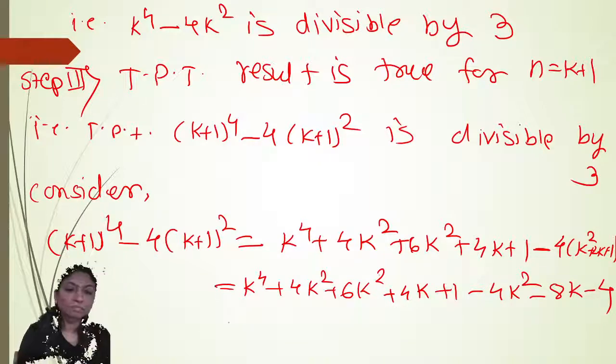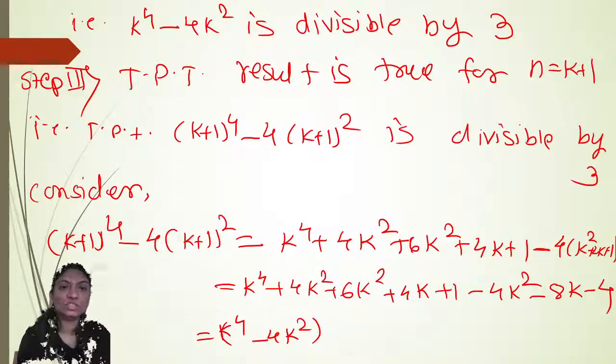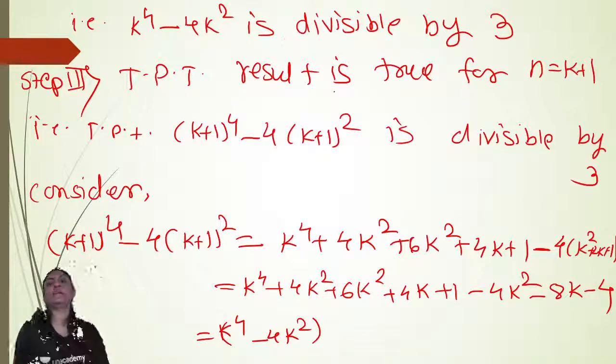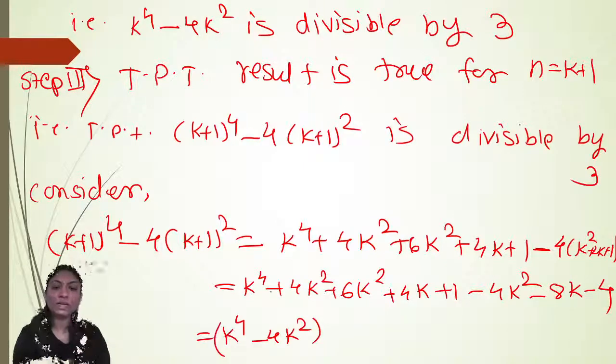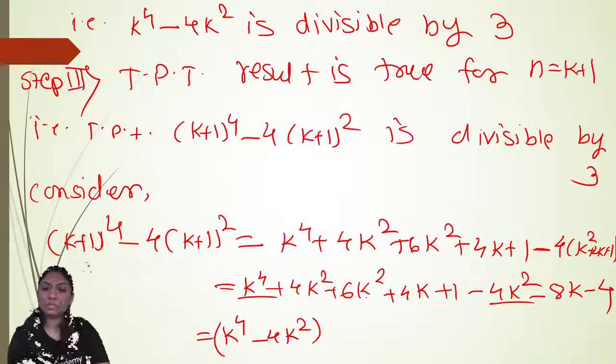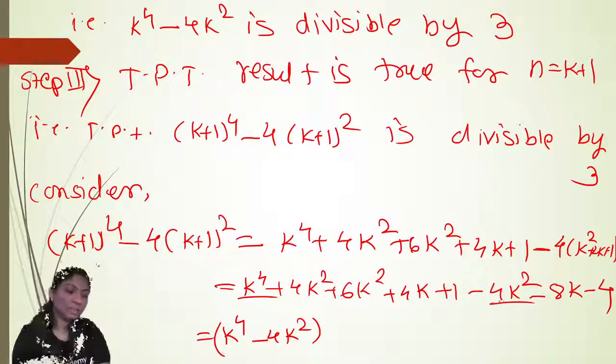So you will get ultimately this is k raised to 4 minus 4k square. Why am I taking this in bracket? Because we assume that k raised to 4 minus 4k square is divisible by 3. So I will get this, right? So these two terms are there. Now plus 4k cube plus 6k square plus 4k plus 1 minus 8k minus 4.